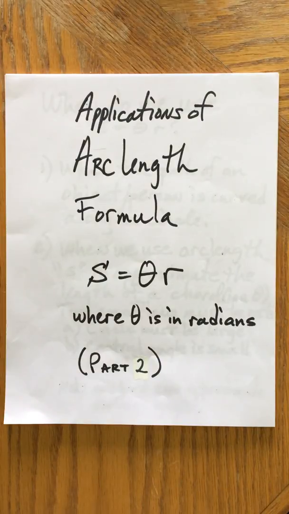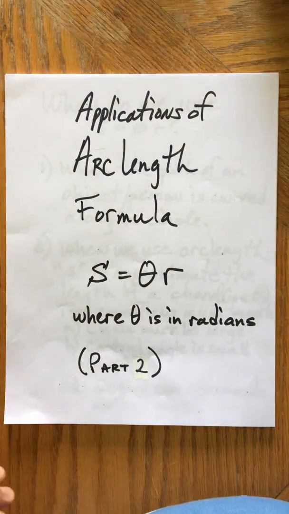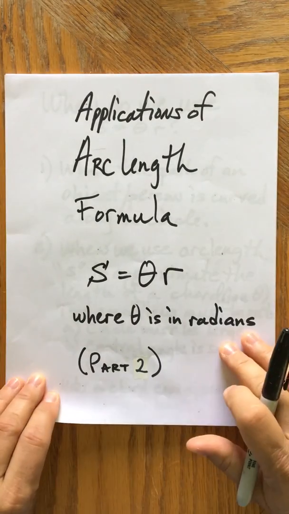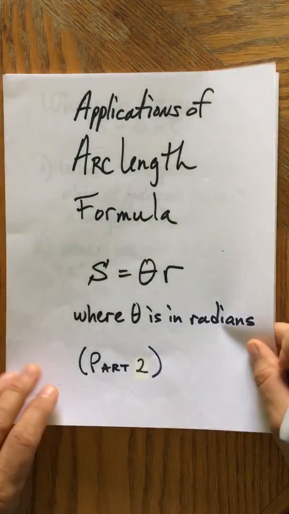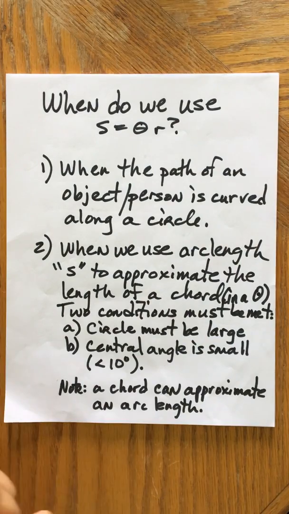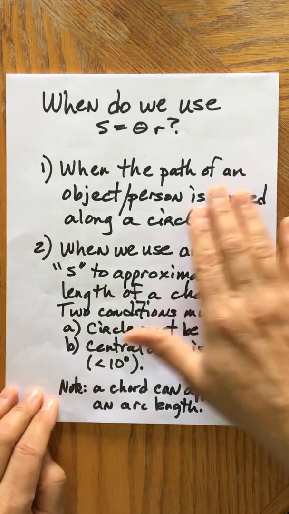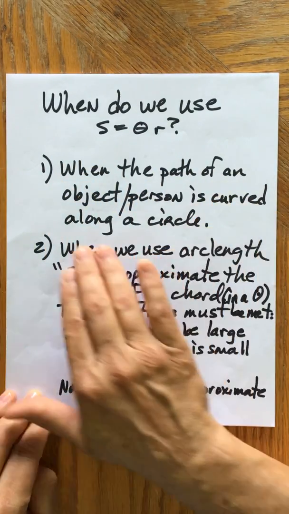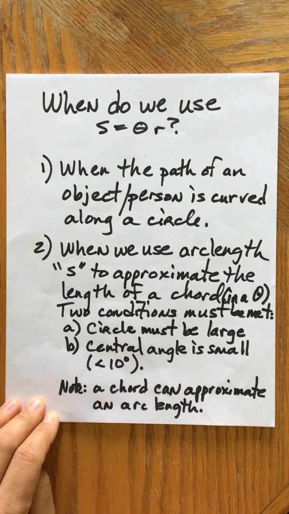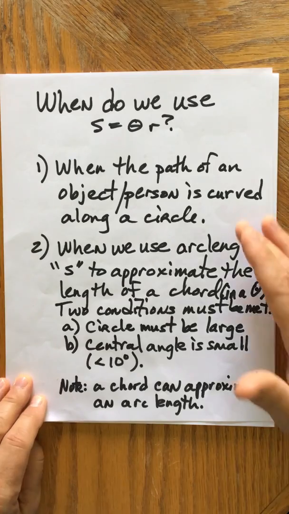Hello. In this video, we're going to look at some applications of the arc length formula, S equals theta R, where theta is in radians. I'm calling this part 2 because in an earlier video, first I looked at how this formula arose, like why does it make sense? And then in another video, I looked at one set of applications where an object or a person follows a curved path.